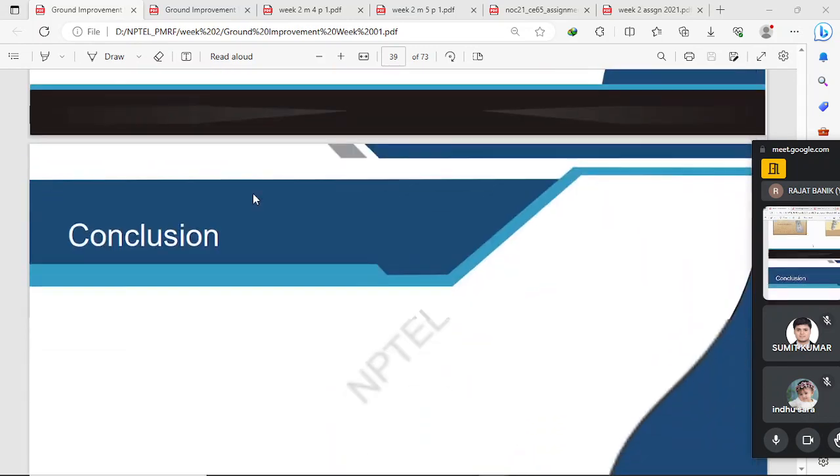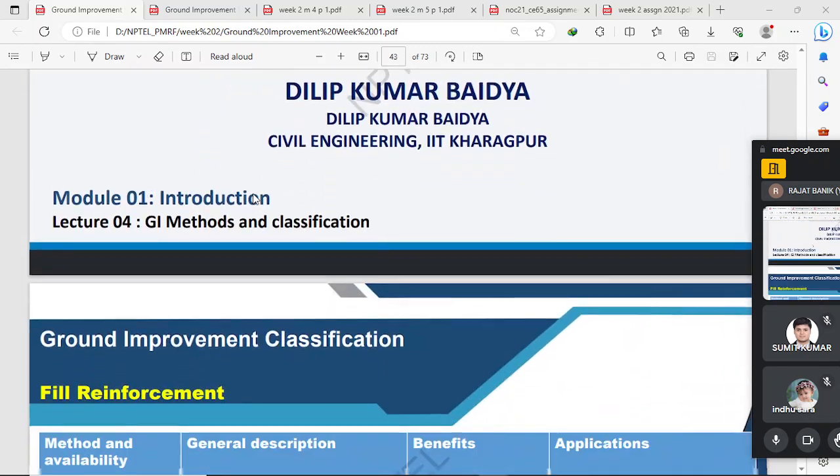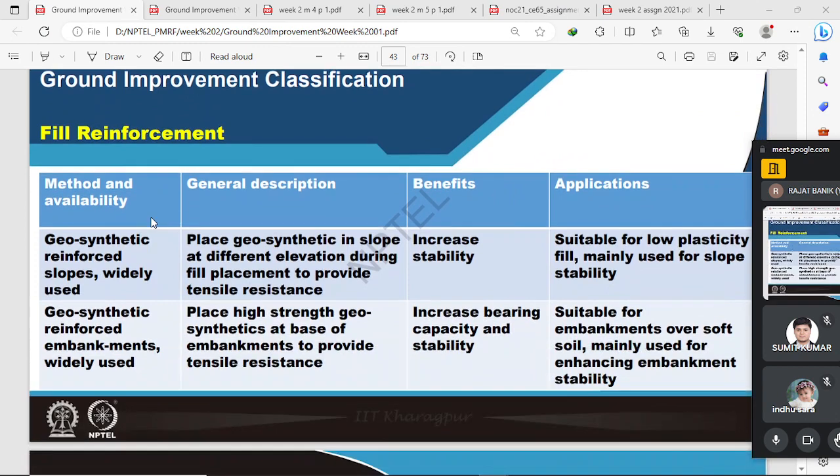And then we studied in lecture 4, module 1, the field reinforcement. In field reinforcement we apply two types of techniques. One is the geosynthetic reinforced slope and another one is the geosynthetic reinforced embankment. Both have similar objectives, like increasing stability and bearing capacity, and both are suitable for low plastic fill and embankment slopes.